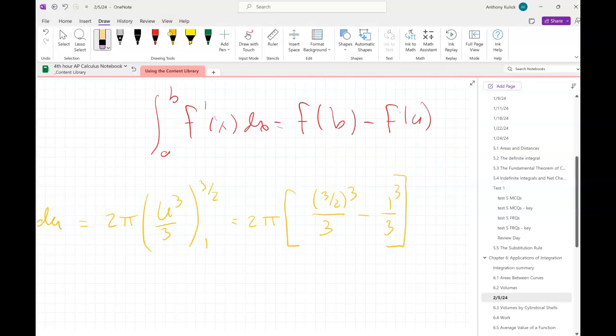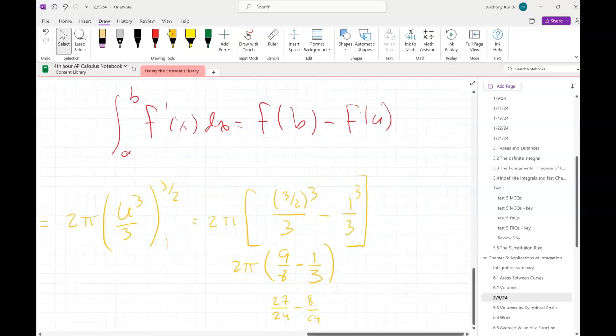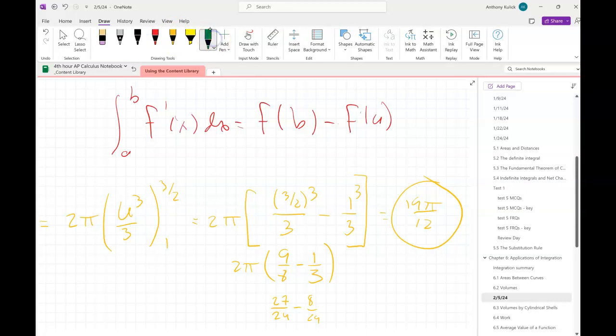So let's see, what does that give me? That gives me 9 over 8 minus 1/3. Still have the 2 pi out front. Got to make ourselves a common denominator. That's 27 over 24 minus 8 over 24. That's going to give me 19 over 24, and I'm going to multiply the 2 pi through. That gives me 19 pi over 12, which is indeed what we had said we were supposed to get.